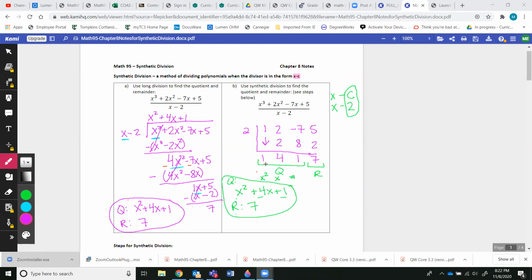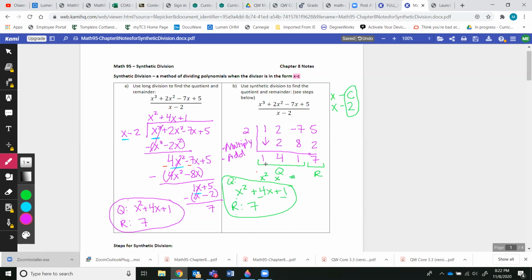And then the two words that I want to remember when I'm doing synthetic division are to multiply and add. So I multiply 2 times 1 and I get 2 comes here. 2 plus 2 is 4. 2 times 4 is 8. Negative 7 plus 8 is 1. 2 times 1 is 2. 5 plus 2 is 7.